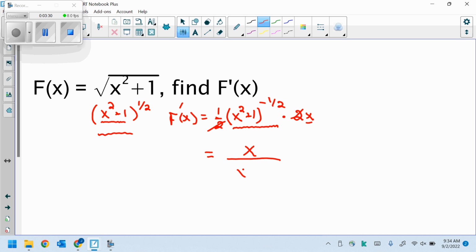and if you want to write x squared plus 1 to the 1/2 power like you see right here, that's fine. Or if you want to put it under the square root sign, that's fine as well. Either a positive exponent of a 1/2 on the bottom or the square root symbol.